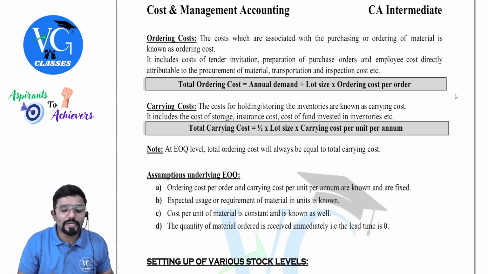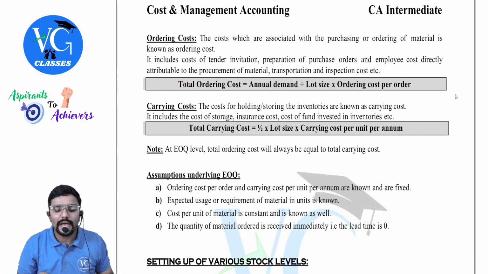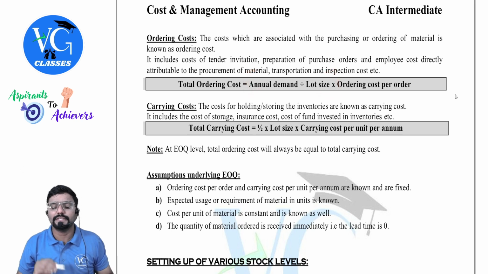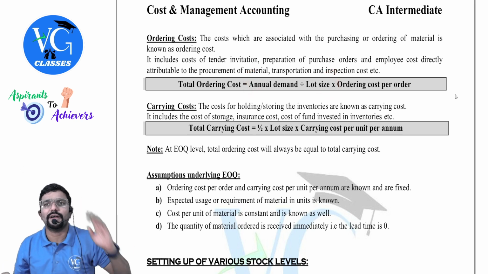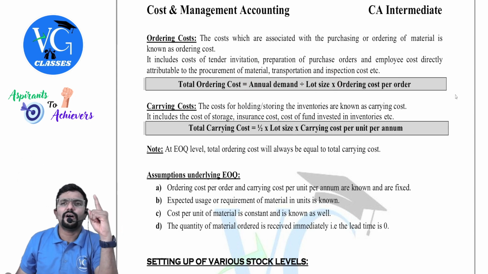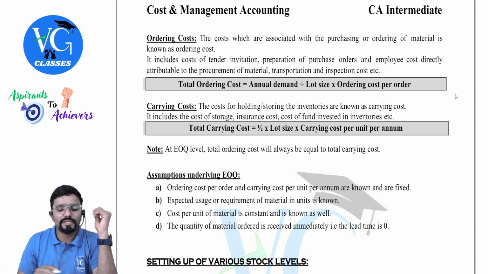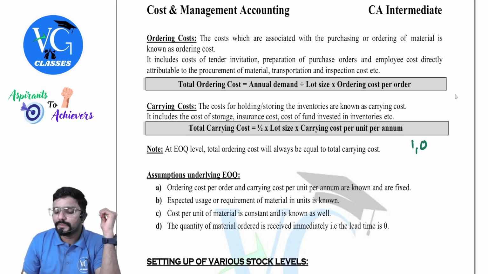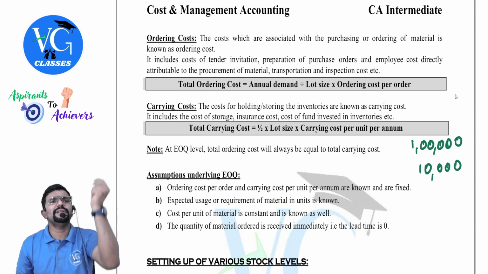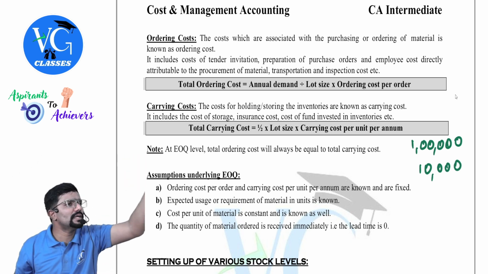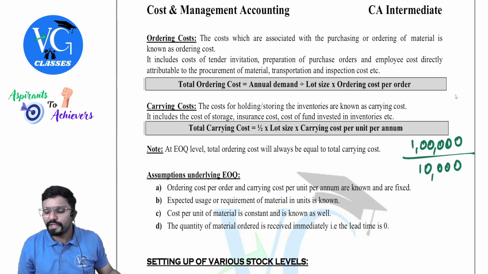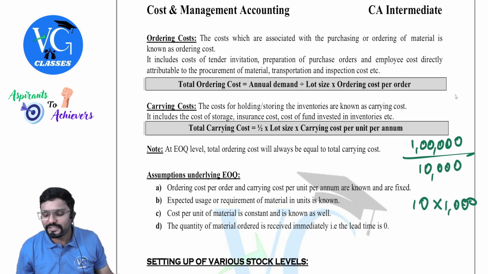What is it? Total ordering cost. The formula is annual demand divided by lot size into ordering cost per order. Guys, simple. For one order, I am incurring a cost of 1000 rupees. Listen here. Sir, total annual consumption is 1 lakh kg. Every time I am placing the order for 10,000 kg. How many orders? 10 orders. Now, for each order, my cost is 1000 rupees. What is my total ordering cost? 10,000.